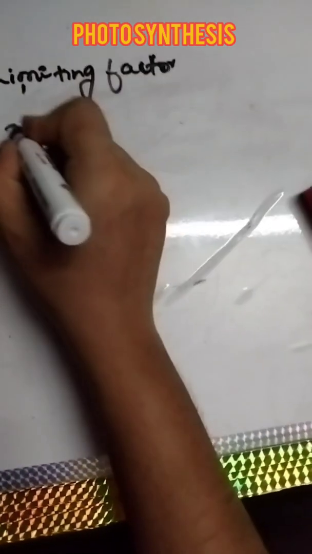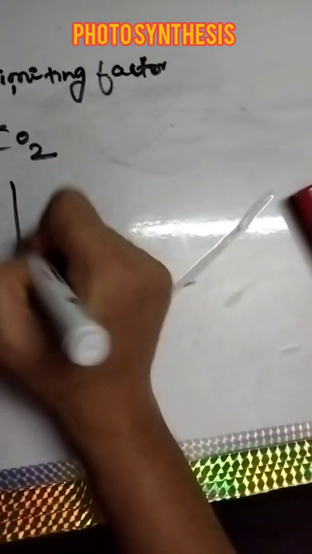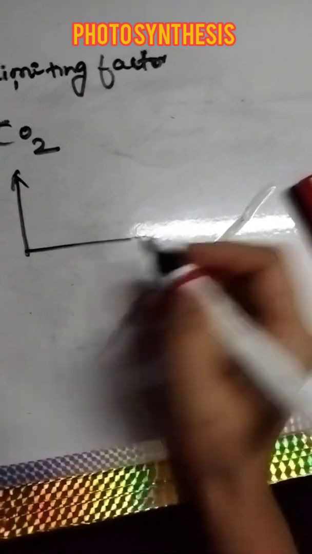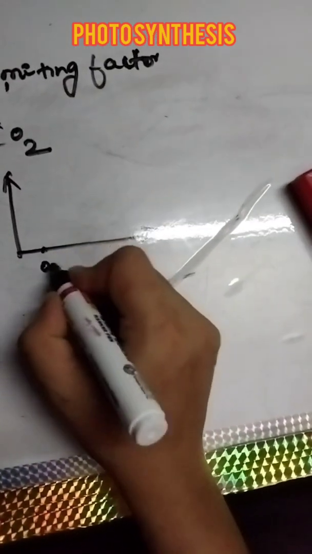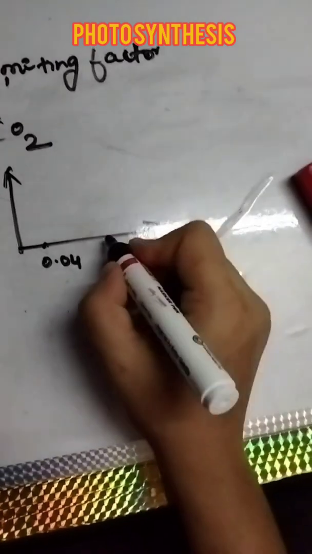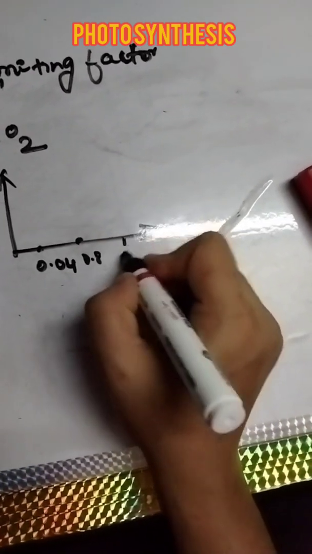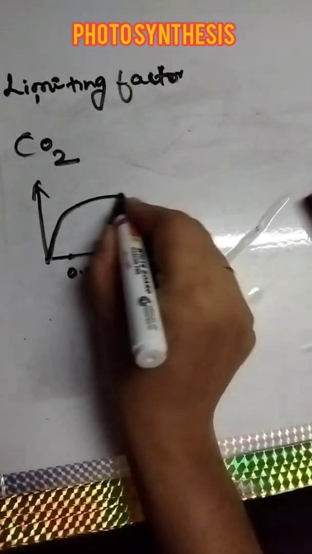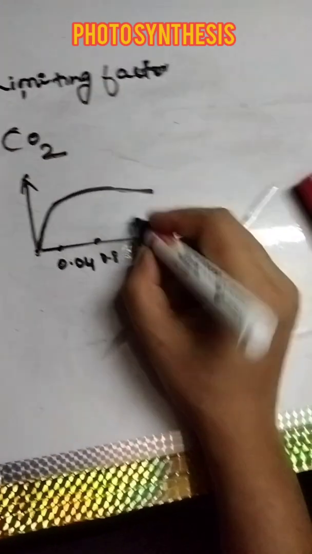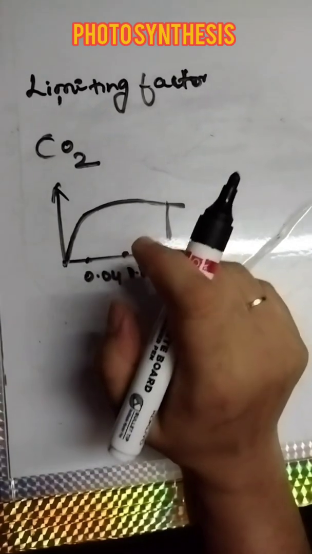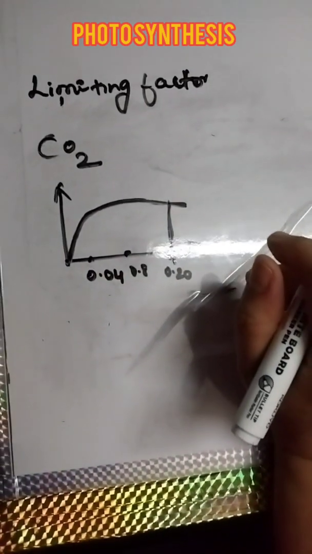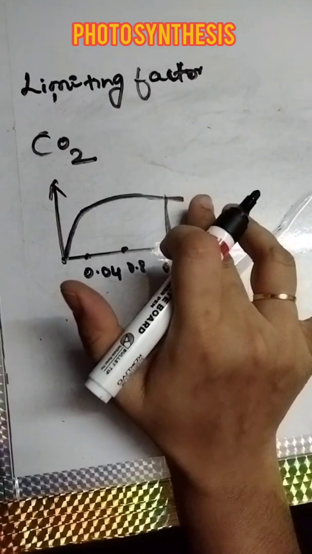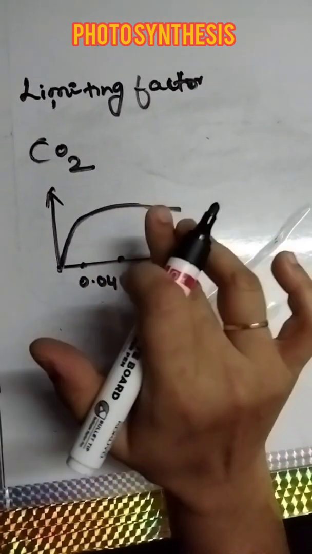The next limiting factor is carbon dioxide. As we know, air contains carbon dioxide at 0.04%. If you give more carbon dioxide, your photosynthesis becomes faster until a certain limit. It should not be more than 0.20%. That means you cannot give more than 0.20% carbon dioxide. It is a certain maximum limit only.